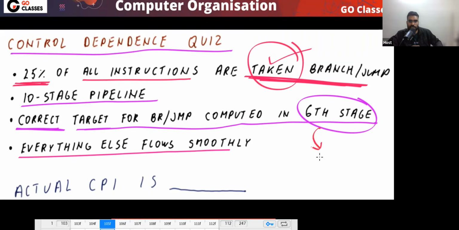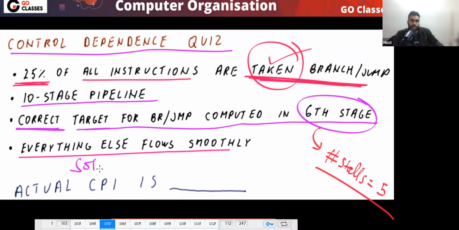Tell me, if the 6th stage is giving you the target, then what is the number of stalls? The number of stalls will be 5. But you can notice in this quiz that 25% of all instructions are taken branches, you have a 10-stage pipeline, and the correct target address will be computed in the 6th stage.